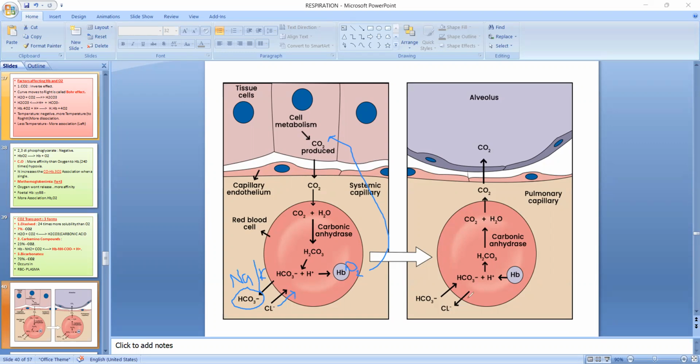In the lungs, what happens? So oxygen enters from the lungs into the RBCs or blood. Okay, so as soon as it comes into the blood, immediately it also comes into the RBC, because RBC contains many hemoglobins.